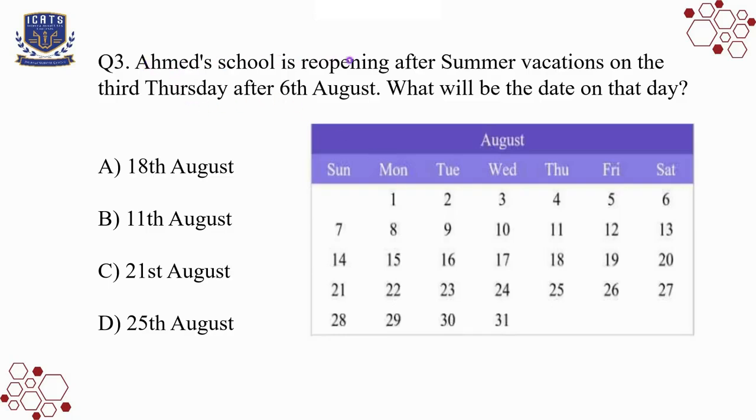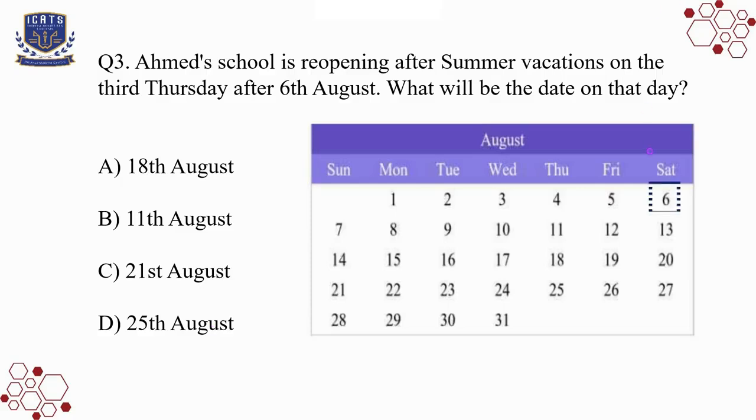Question number 3. Ahmed School is reopening after summer vacations on the third Thursday after 6th August. What will be the date on that day? Option A is 18th August. Option B is 11th August. Option C is 21st August. And option D is 25th August.